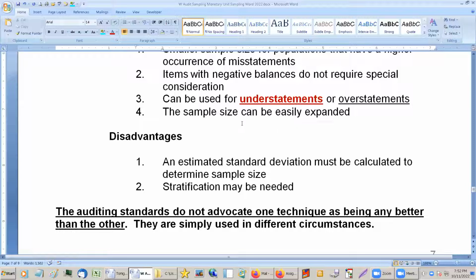monetary unit sampling. And the sample size can easily be expanded. If you need to take a bigger sample, you simply go back to the random number table, pick more random items, and run a bigger sample and get a better result, reduce your allowance, basically. Make it a tighter sample.